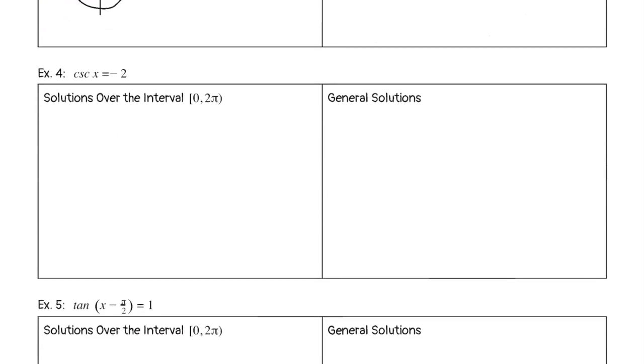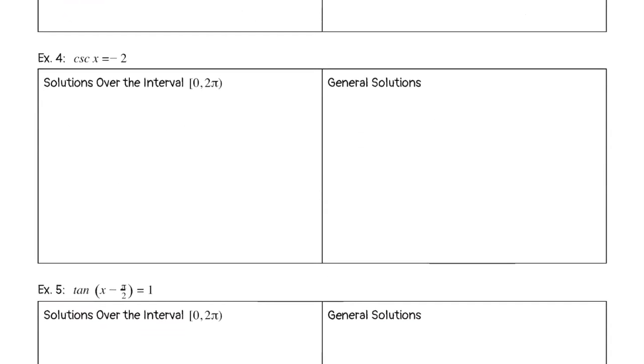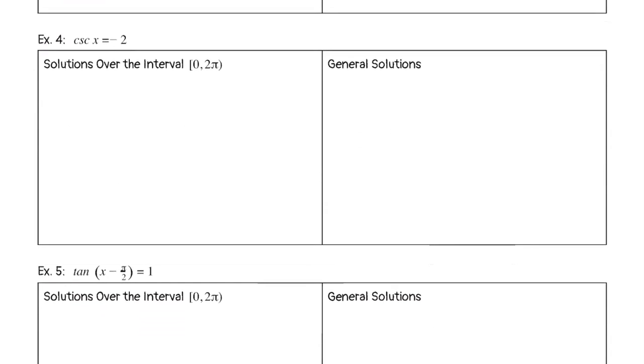Okay, well, let's move on to example 4. Okay, so cosecant here, right? What is this question really asking us? Cosecant x equals -2. What is that asking us? Yeah, this is asking us for the 1 over y value to be -2, right? We're finding an angle where the 1 over y value, because sine is y, is equal to -2, okay?